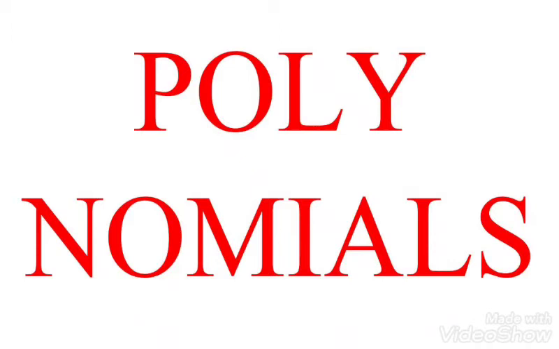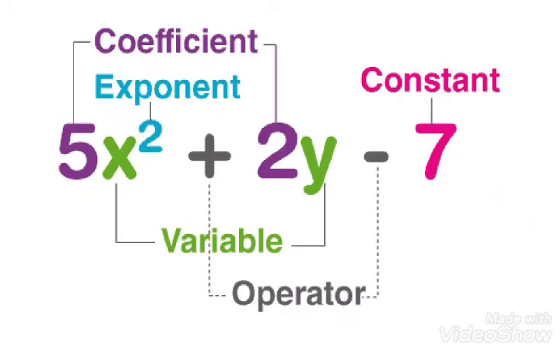Poly means many, nomials means terms. An expression that has many terms is called a polynomial. An expression with one term is called a monomial. With two terms, binomial. With three terms, trinomial. Polynomial. Now you see this expression 5x square plus 2x minus y, and 5 and 2 are coefficients, meaning multipliers.